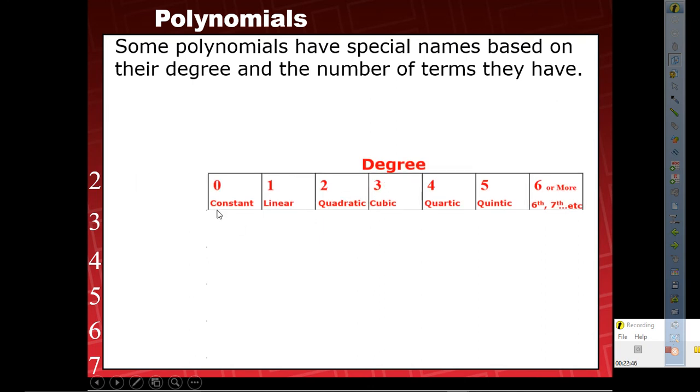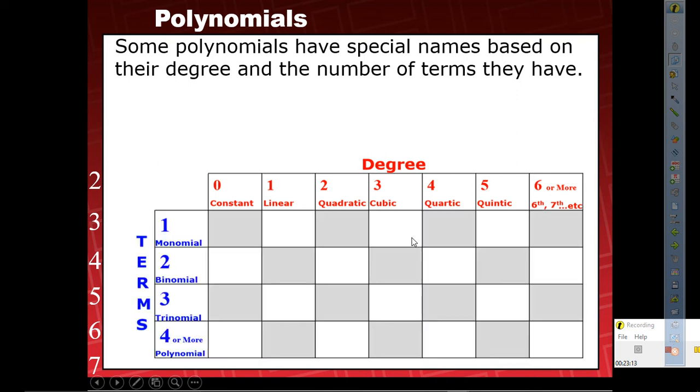Degree of 0 is a constant. First degree is linear. Second degree, quadratic, cubic, quartic, quintic. And anything after the fifth degree, you just say 6th degree, 7th degree, 8th degree, and so on and so forth. You need to memorize these. Now, check this out. I put together a tool for you guys that looks like this. Degree and terms, and it creates a little grid.